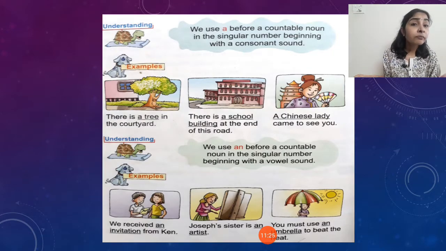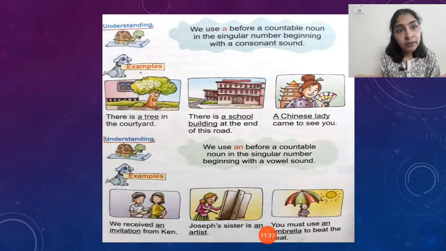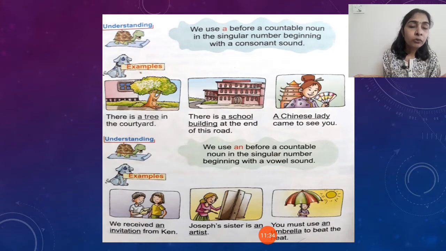Now we use a before a countable noun in singular number beginning with a consonant sound. We have already discussed this previously, but let us go through a few examples. There is a tree in the courtyard. A tree, so it should be singular and starting with a consonant sound. With vowels we use an. There is a school building at the end of this road. A Chinese lady came to see you. Now it is not definite.